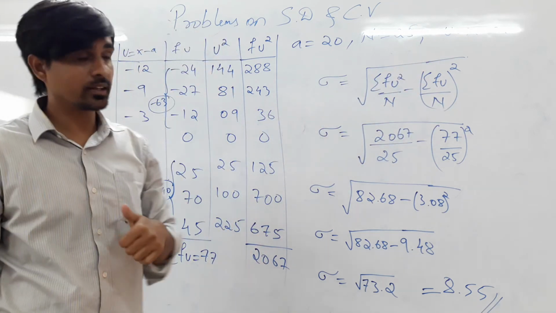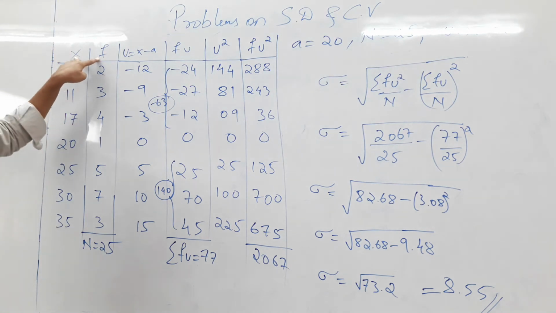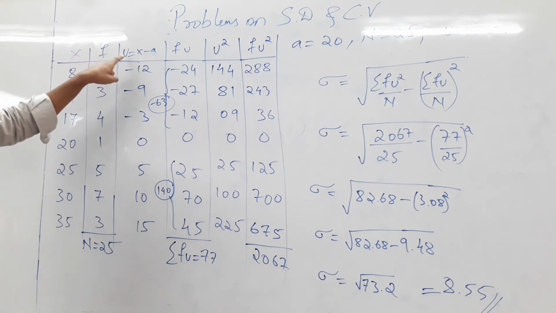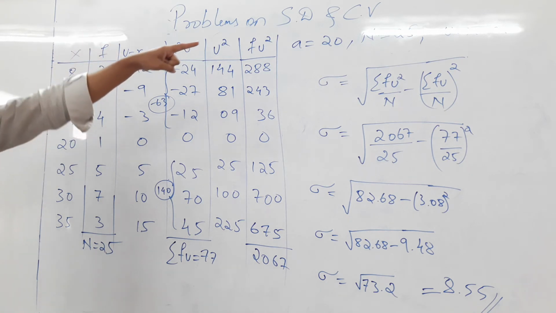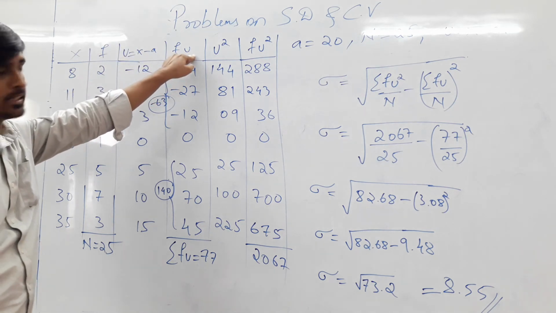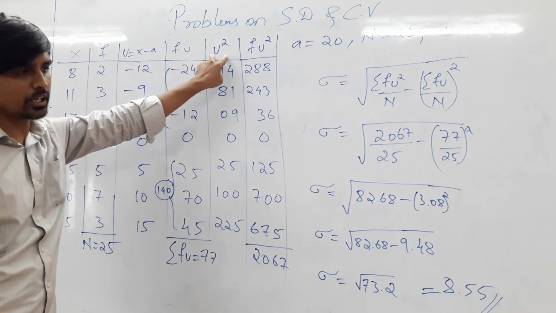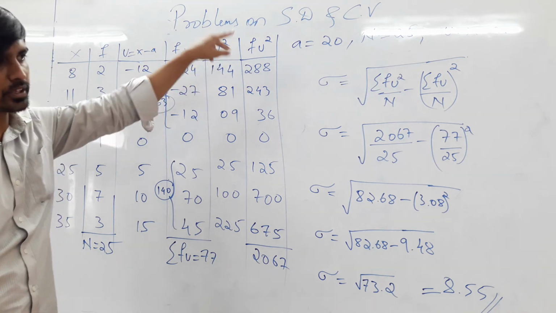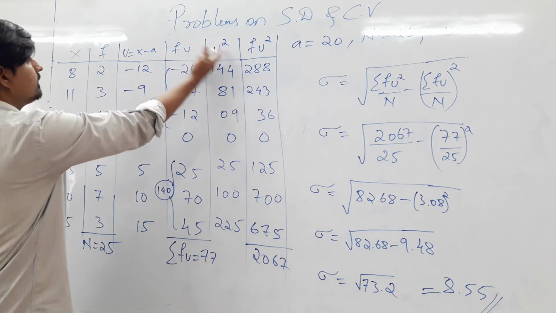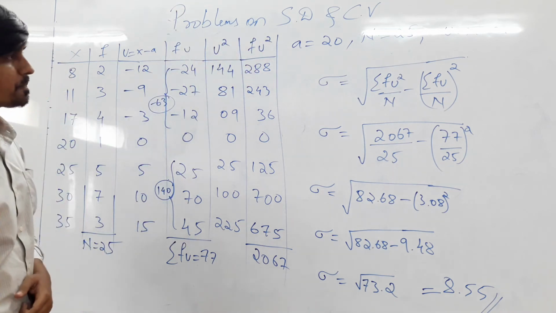How many columns are there? If you look into the sum there, x is there, f is there. u is given by x minus a, and I have written that also there. Next part is fu. Directly we can do fu square here, but because you might get confused, for your sake I have made one more column u square. Then I have multiplied with f and written it as fu square. I will show it to you.